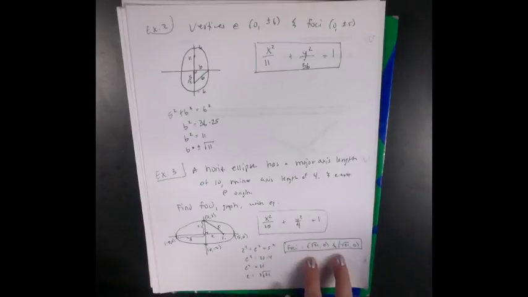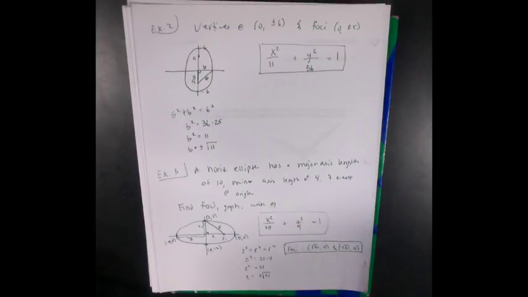When you write your foci, you have to write it as an ordered pair. You cannot just write plus or minus square root of 21. You have to write it as an ordered pair.